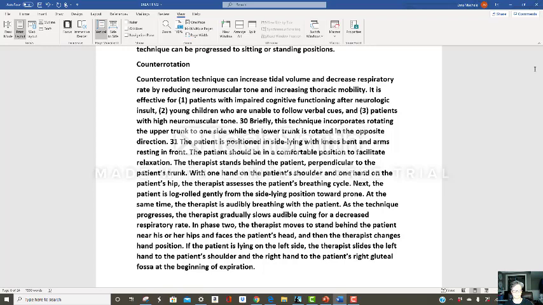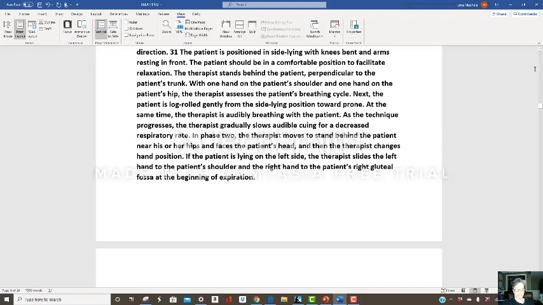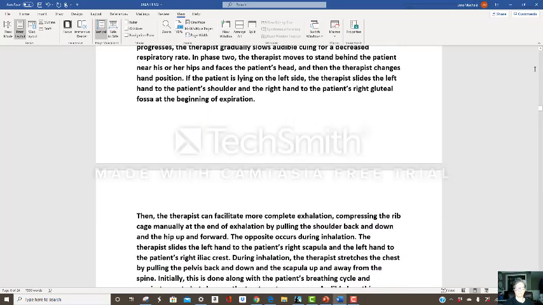At the same time, the therapist is audibly breathing with the patient. As the technique progresses, the therapist gradually slows audible cueing for a decreased respiratory rate. In phase 2, the therapist moves to stand behind the patient near his or her hips and faces the patient's head, and then the therapist changes hand position. If the patient is lying on the left side, the therapist slides the left hand to the patient's shoulder and the right hand to the patient's right gluteal fossa at the beginning of expiration.